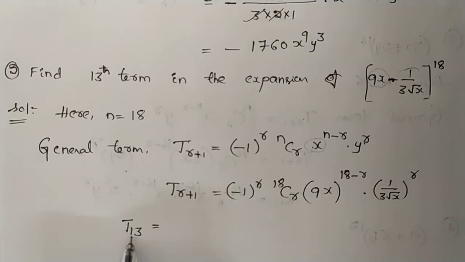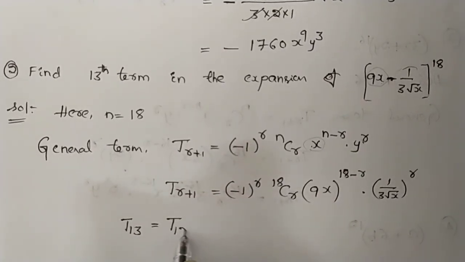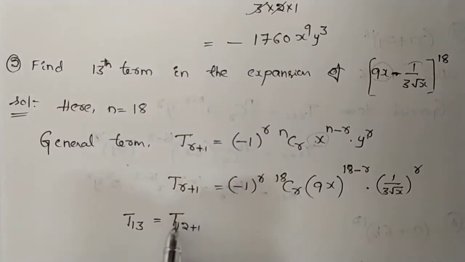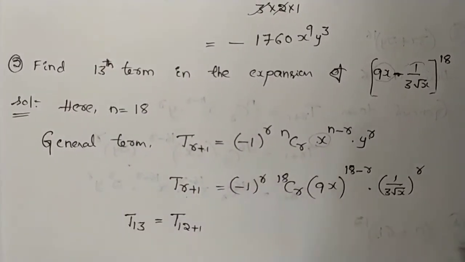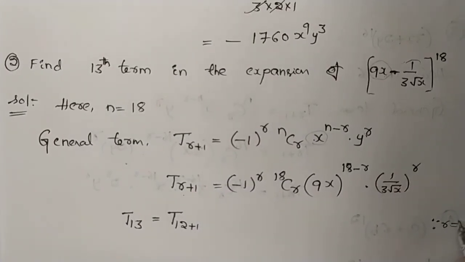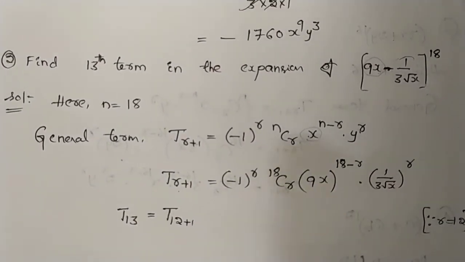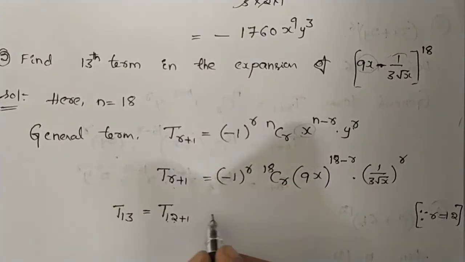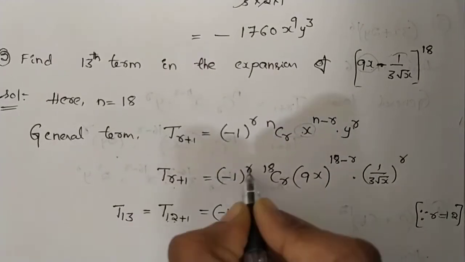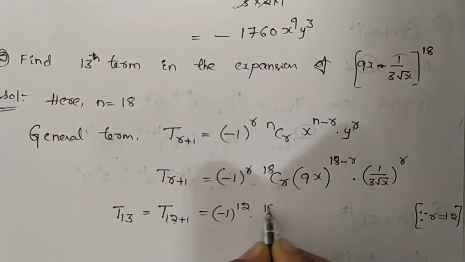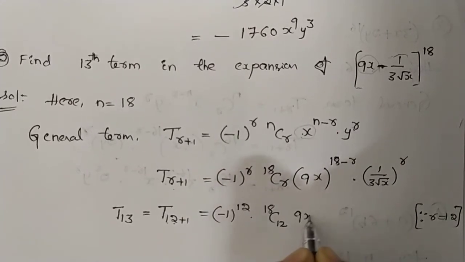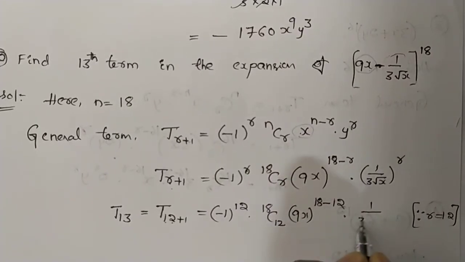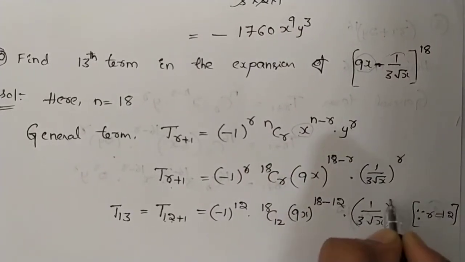Split this t13 in the form of r plus 1, that is 12 plus 1. Observe here, in place of r substitute r equals to 12. That's it. Let us substitute: equals to minus 1 to the power 12 into 18C12 into 9x whole power 18 minus 12 into 1 by 3 into root x whole power 12. That's it.